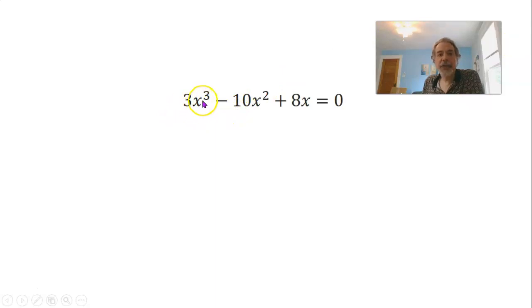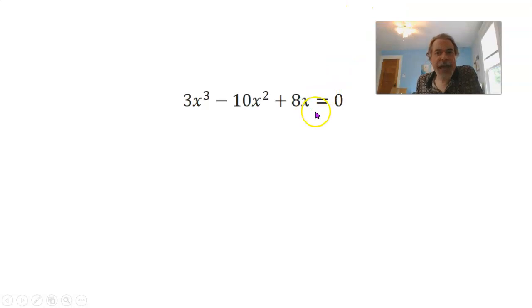How about this one? 3x to the third power minus 10x squared plus 8x equals 0. Okay, this is kind of a bonus example because this is not technically a quadratic equation that just involves x squared. It also involves a higher power of x. But we can still solve this by factoring. Let me show you how. First, we need 0 on one side, and there it is, so we don't have to fix that. It's already got 0 on one side of the equation.